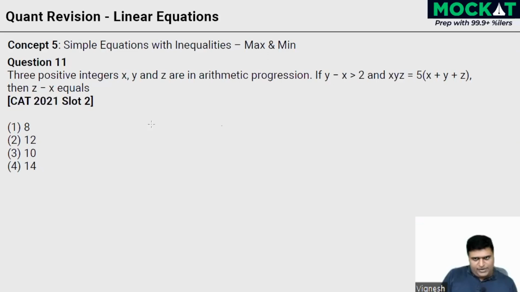So what do we have over here? Question 11. We have three positive integers x, y, and z in arithmetic progression. If y minus x is greater than 2, and xyz equals 5 times x plus y plus z, also given, then z minus x equals what?